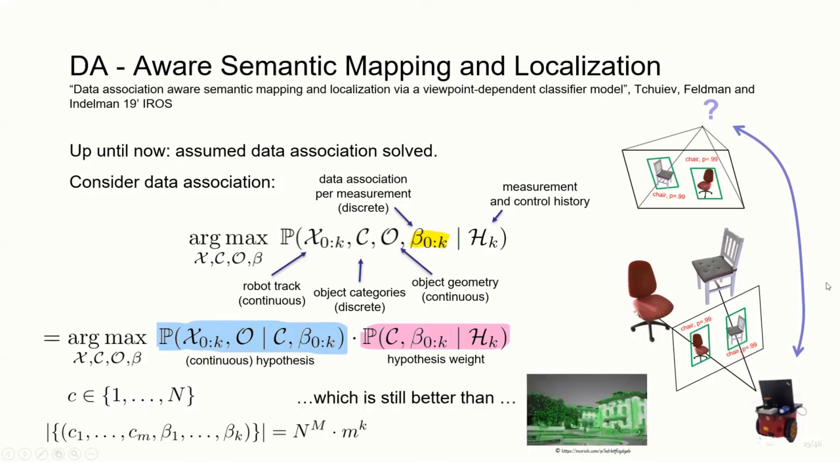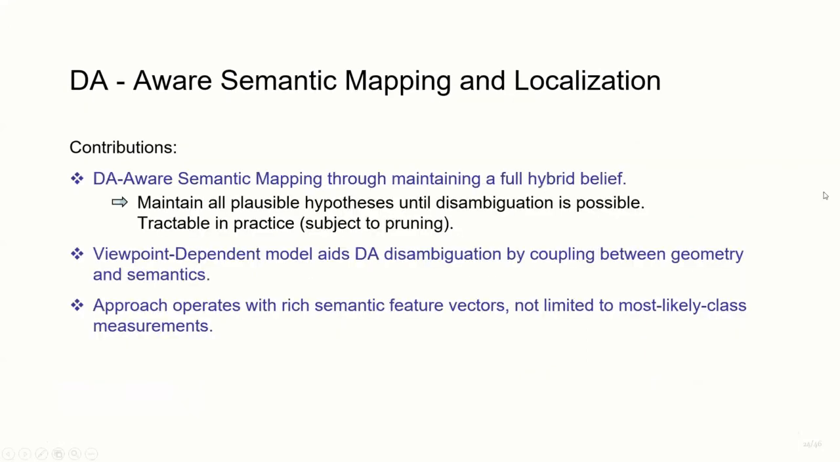Yet the advantage of objects is that they can often be detected across viewpoints, and in fact there are much fewer of them than landmarks. So they actually allow the probabilistic approach to data association that we take, which would be completely impractical with landmarks in principle. So our contribution is first that we show that in practice the above approach is tractable, since most hypotheses have negligible weights and can be pruned away, while maintaining plausible hypotheses until disambiguation.